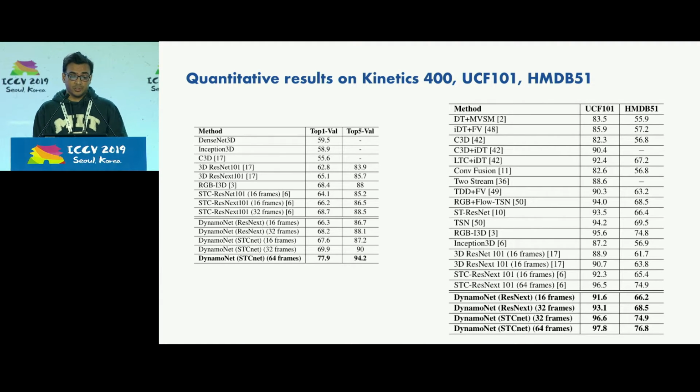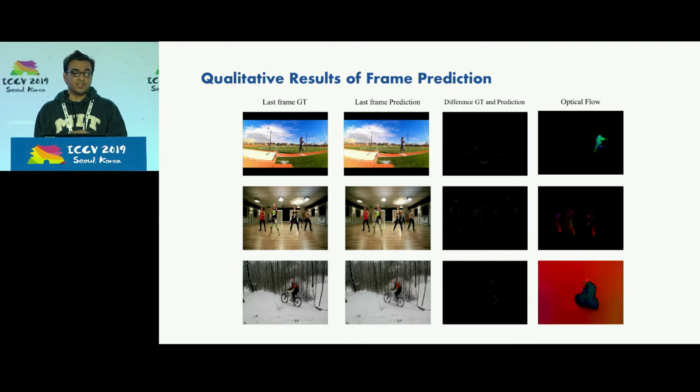On the left, what you see is the results for Kinetics 400, and on the right, you see the results for UCF and HMDB51. Certainly you can see that once you go to a higher frame rate, when you are trying to encode 16 frames or 32 frames or 64 frames, the performance increases, which we do expect because we have learned some nice motion representation, and that's effective.